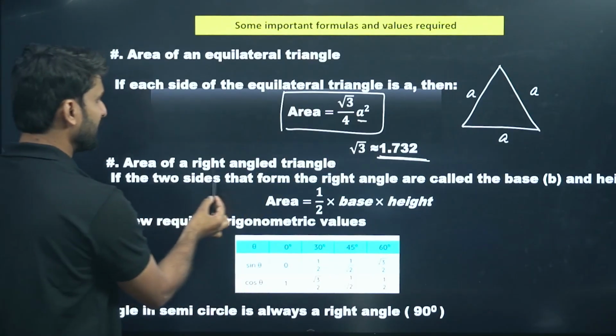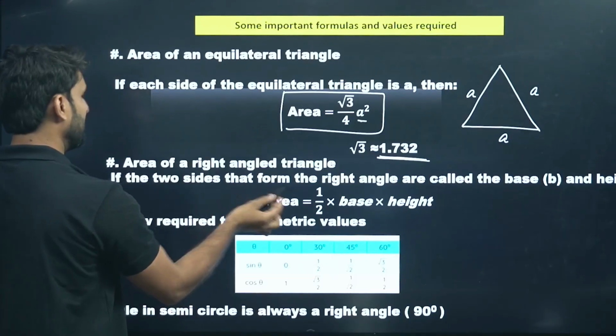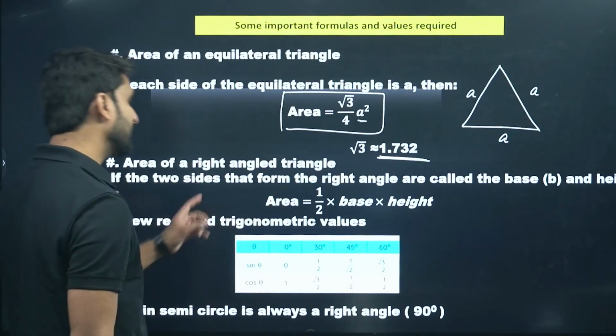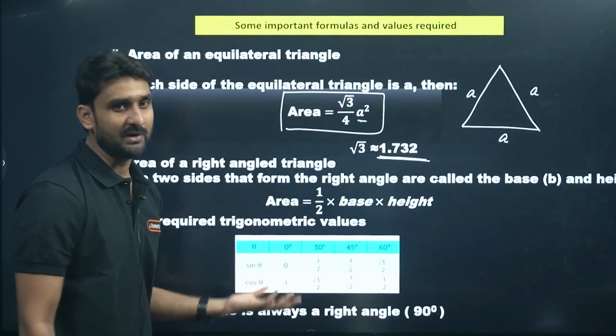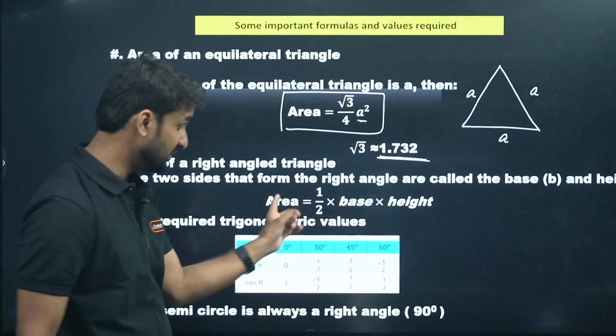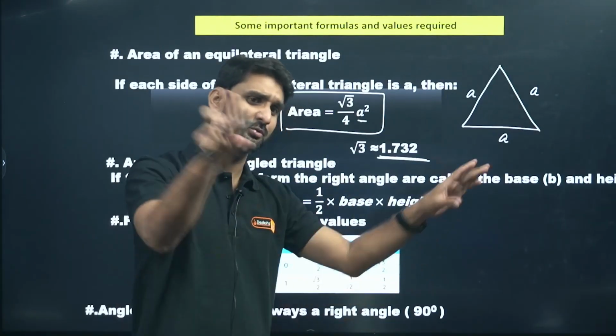Second, the area of a right angle triangle. If the two sides that form the right angle are called base and height, we know the area of a right angle triangle is 1 by 2 base into height. This formula will also be required in so many questions.